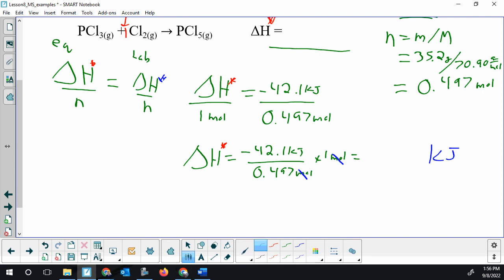Now, sig fig wise, there was 3 in the mass, so 3 in my bottom moles. There were 3 in the energy, and this 1 mole is exact. That's a stoichiometric coefficient. So there's perfection, exactly 1 mole released. Okay, it's a whole number, the same way that the count of students in this room is also a whole number. There's, I don't know, 20 some, let's say there's 25, that's not 2 sig figs, that's exactly 25, infinite sig figs. So I'm going to record this to 3 sig figs, minus 84.8 kilojoules.